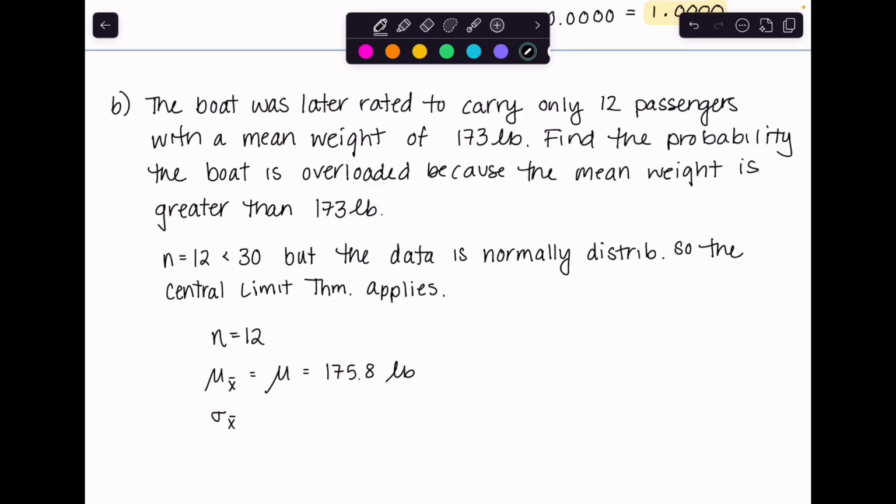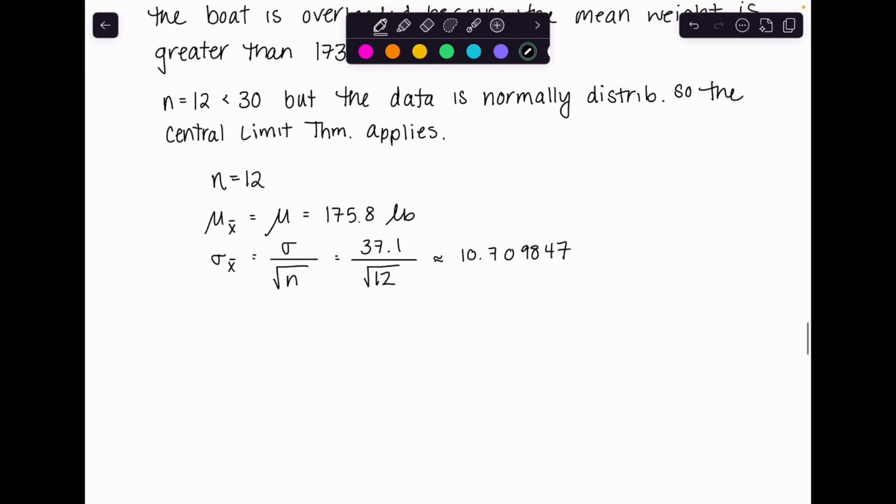My standard deviation of the sample is going to change because it is the true standard deviation over the square root of the sample size. My true standard deviation is 37.1. My sample size here is 12. So again, I'm gonna go out a lot of digits because I'm not at a point where I'm getting an end result yet. So if I plug this into my calculator, it's about 10.709847.